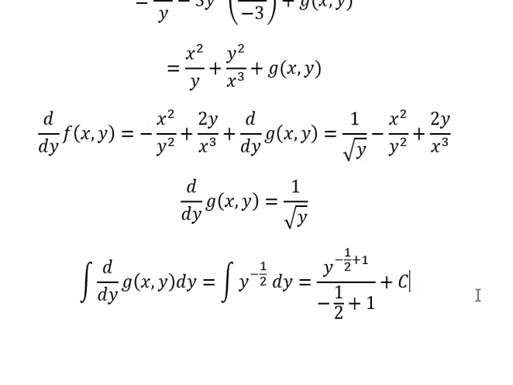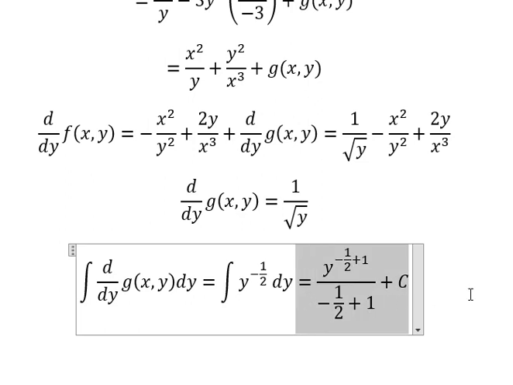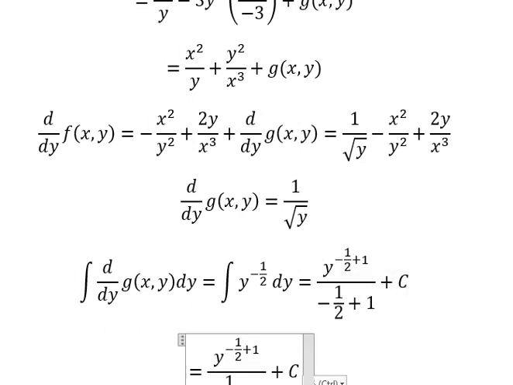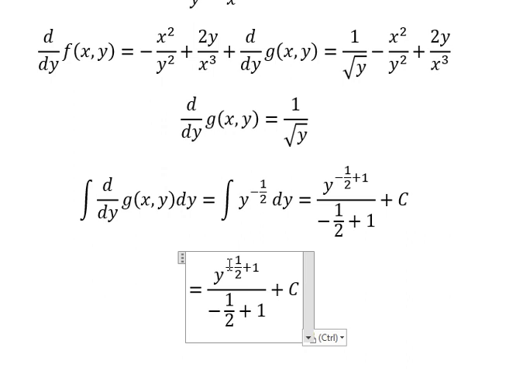So we simplified, and this one we have 1 over 2. This one we have 1 over 2.